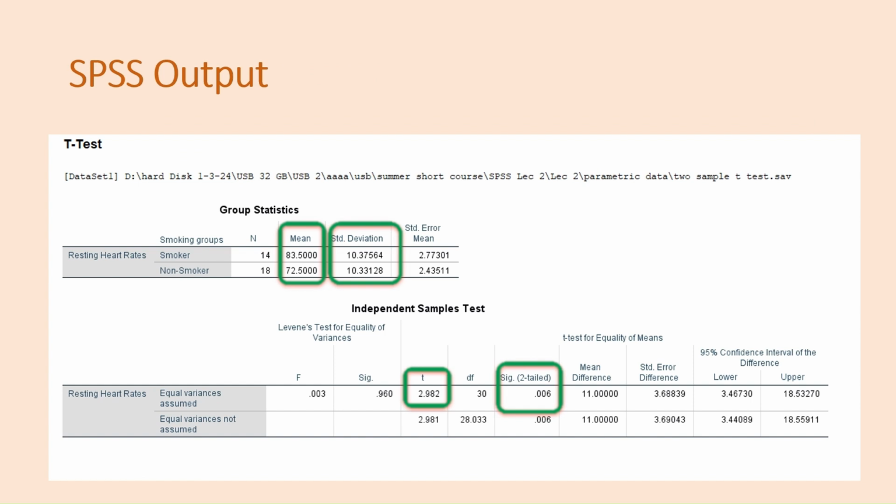The second table, independent samples test, shows the F value, the significance of F, the t value, the degrees of freedom, and the significance two-tailed. The significance two-tailed value means the p-value. The p-value is 0.006. It means there is a difference in the mean resting heart rate between the two groups, smoker women and non-smoker women.